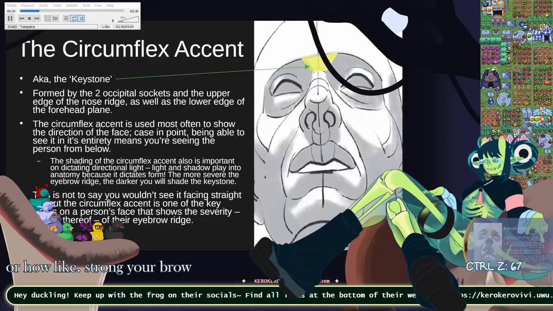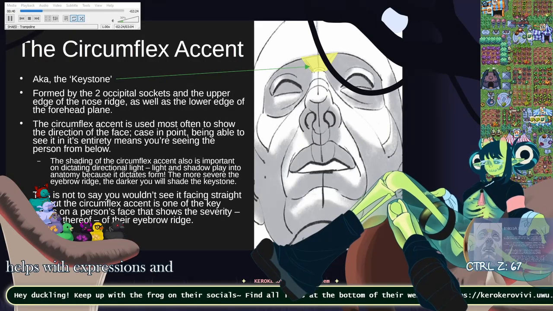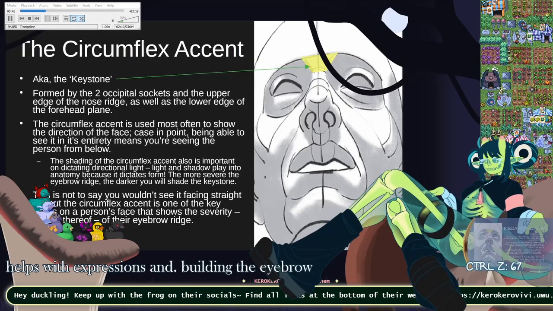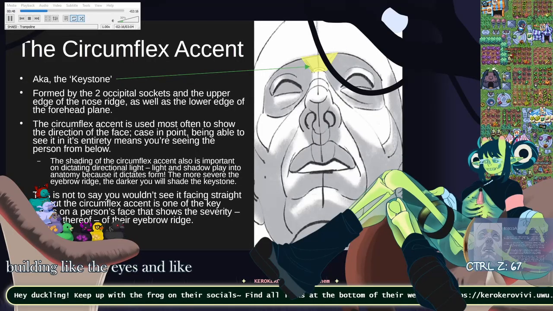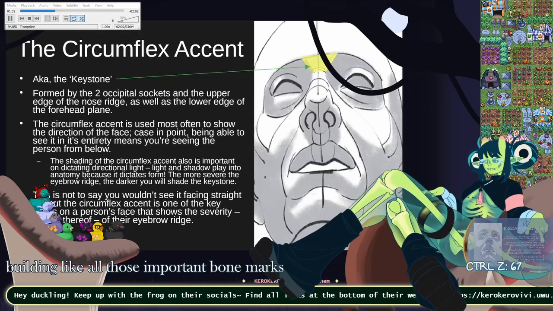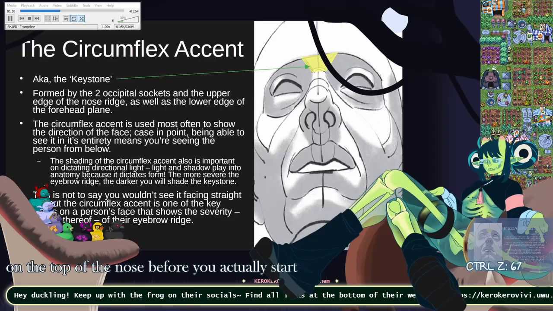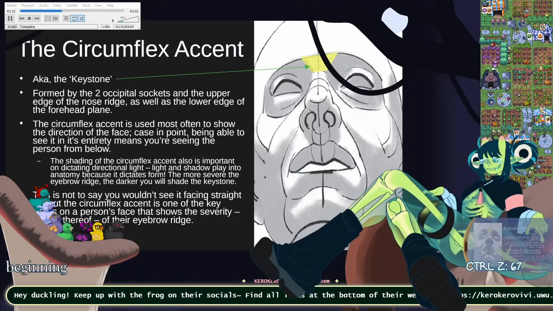It's one of the parts that helps with expressions and building the eyebrow ridge, which helps with building the eyes and your nose and stuff like that. So, it's a landmark on the face as well. From this point on the face is where you start building all those important bone marks on the face. So when you look at a face from the 3/4 angle, there's always a little notch on the top of the nose before you actually start drawing the nose ridge proper, right? That's the beginning of the circumflex accent.